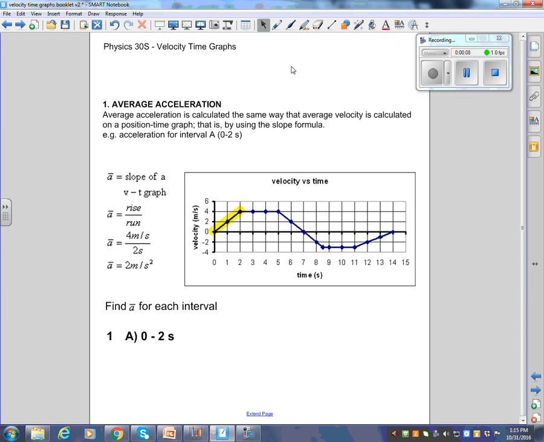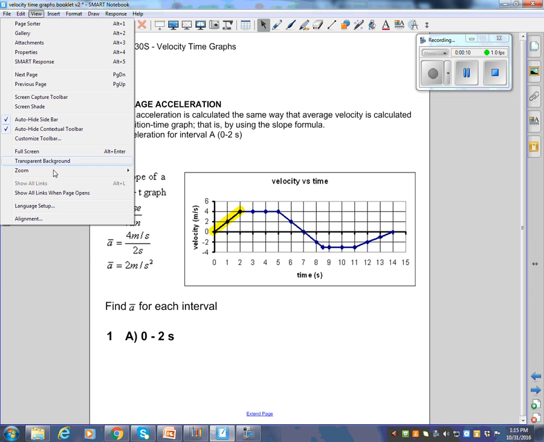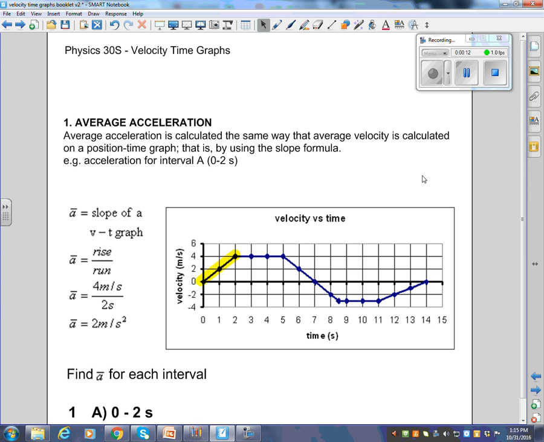Velocity time graphs. Now, the number one error, the number one problem that people make is they don't know what kind of graph they're dealing with. On the test, you will see position time graphs and you will see velocity time graphs. You have to treat them differently. So it's very, very important that you check what kind of graph you're looking at, right?